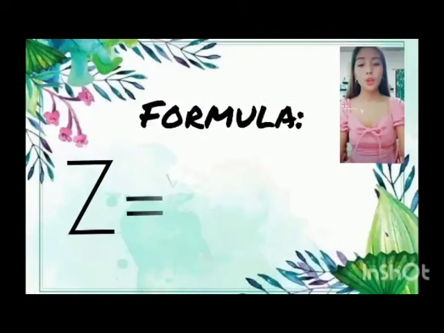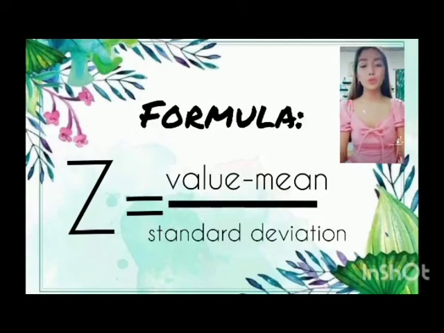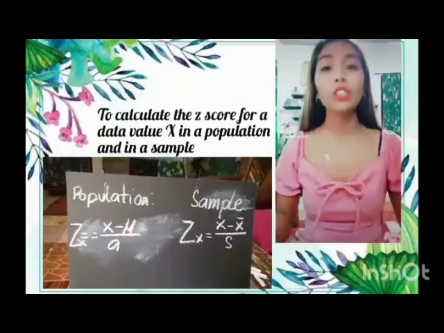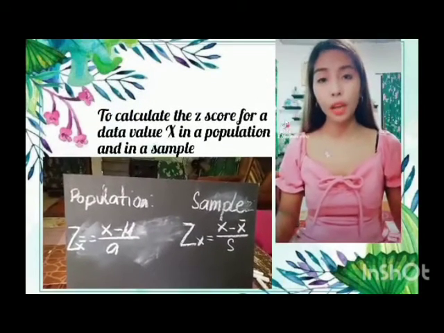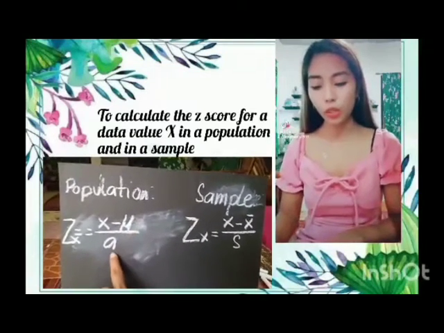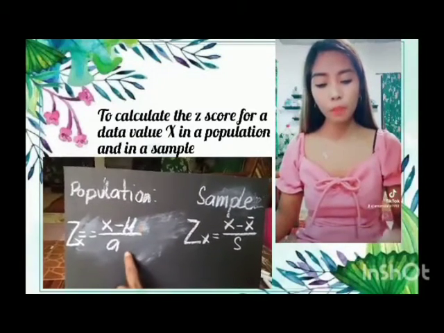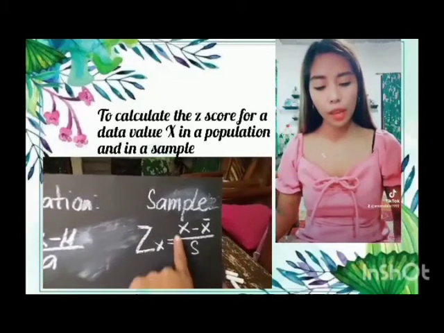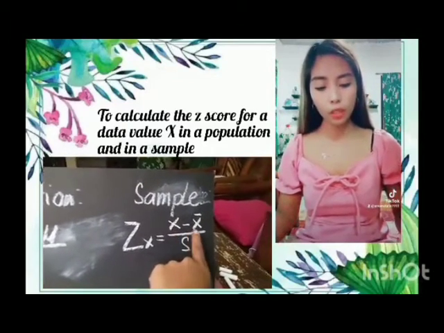A z-score measures the distance between an observation and the mean, measured in units of standard deviation. Using the formula, value minus mean over standard deviation: for population data, we use x minus mean over standard deviation using this symbol, and for sample data, we use x minus mean over standard deviation.